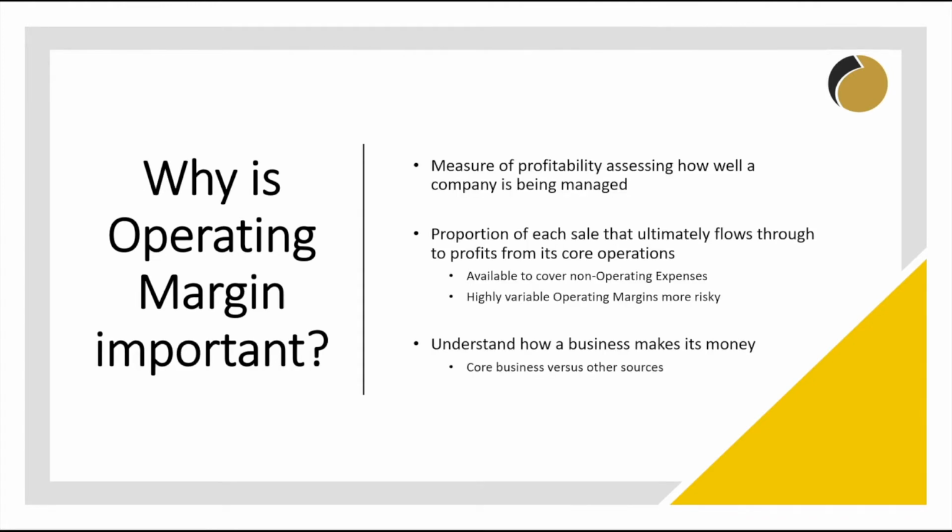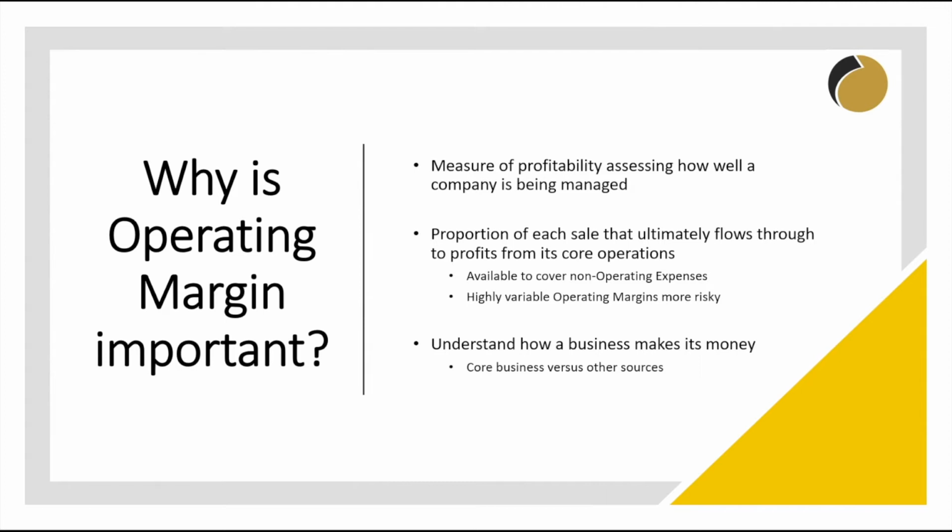So why is operating margin important? In short, operating margin is a measure of profitability that helps investors assess how well a company is being managed and how risky it is. It shows us what proportion of each sale ultimately flows through to profits from its core operations. In other words, what proportion of revenues is available to cover non-operating expenses, such as interest.